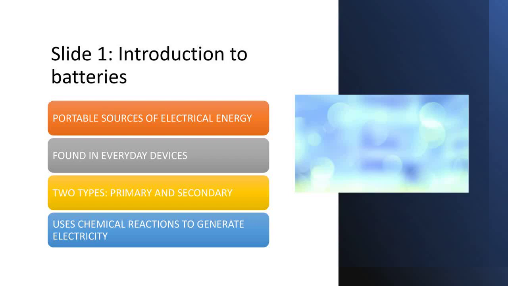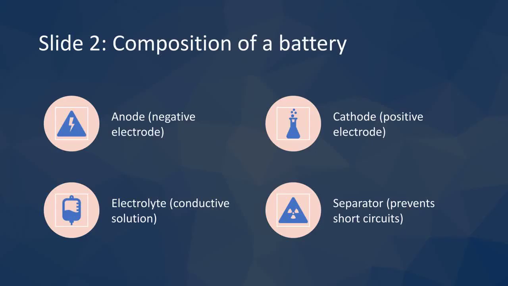Batteries use chemical reactions to generate electricity. During this process, electrons flow through a circuit while ions move through an electrolyte. This creates a voltage, which is the difference in charge between the anode and cathode. Understanding how batteries work is crucial as batteries are used in many aspects of our daily lives, including powering electronics, starting cars, storing energy.